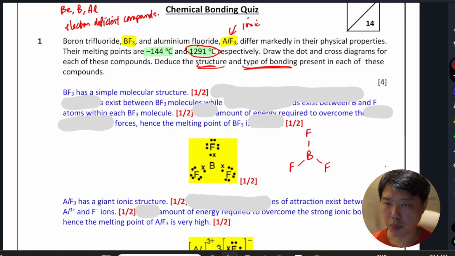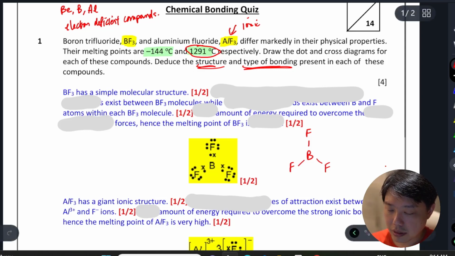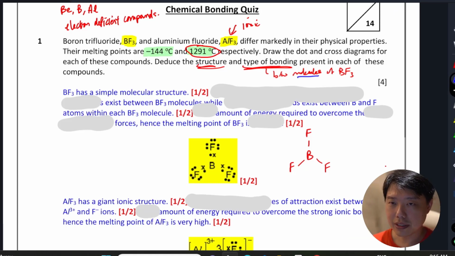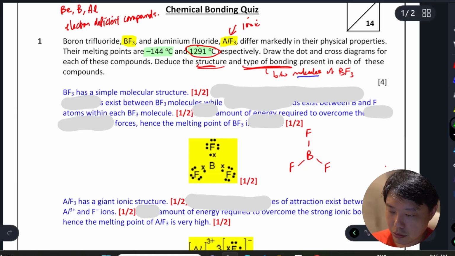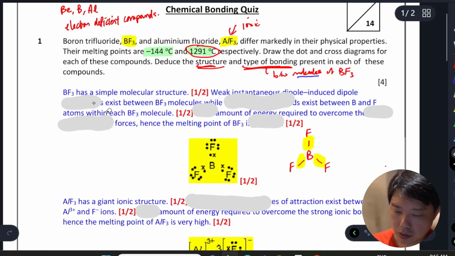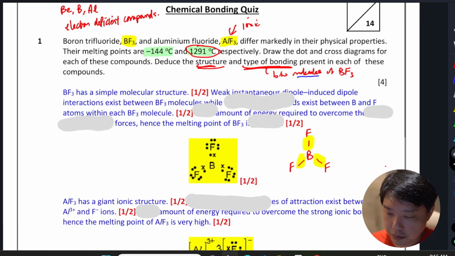So what is the type of bonding in BF3? Firstly, you have to talk about the intermolecular forces, between the molecules of BF3. Must take note: between molecules. And then what is the bonding between boron and fluorine within the molecule itself? I'm referring to these bonds here. These are covalent bonds. So there are 2 things you need to talk about. One is your weak instantaneous dipole-induced dipole forces between BF3 molecules.